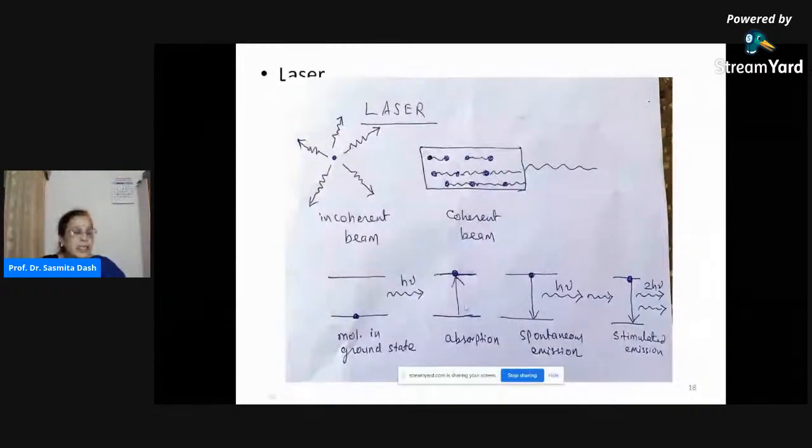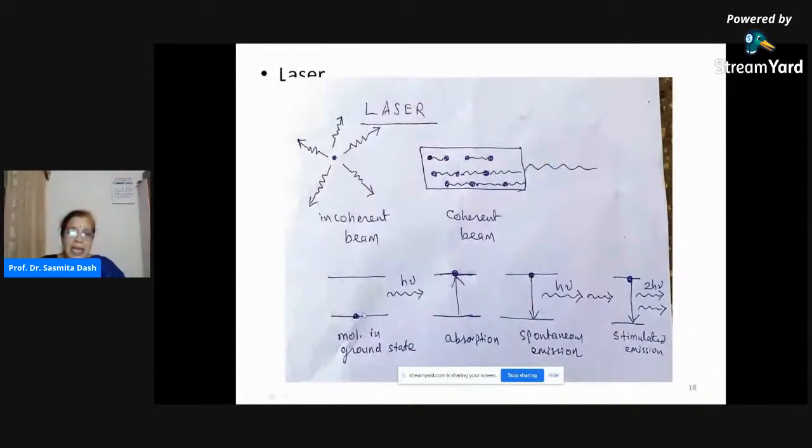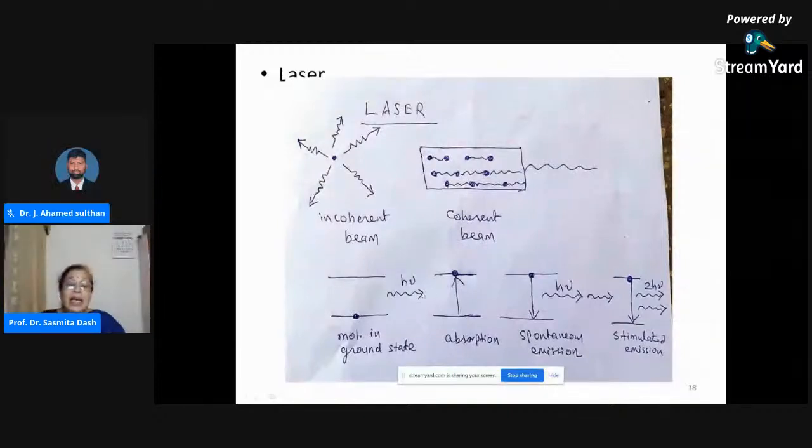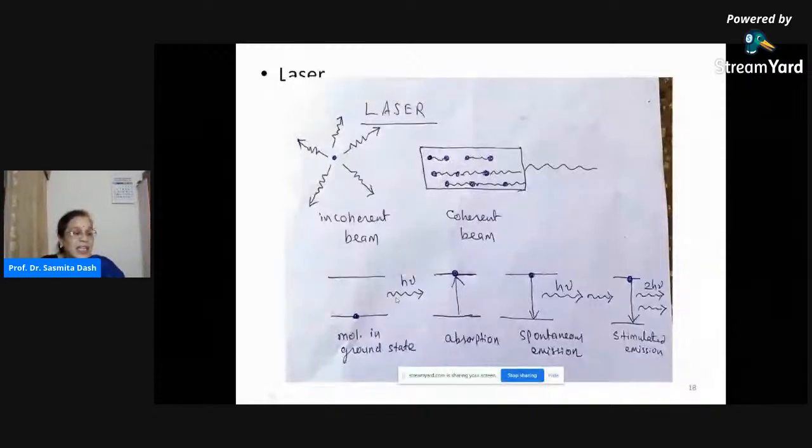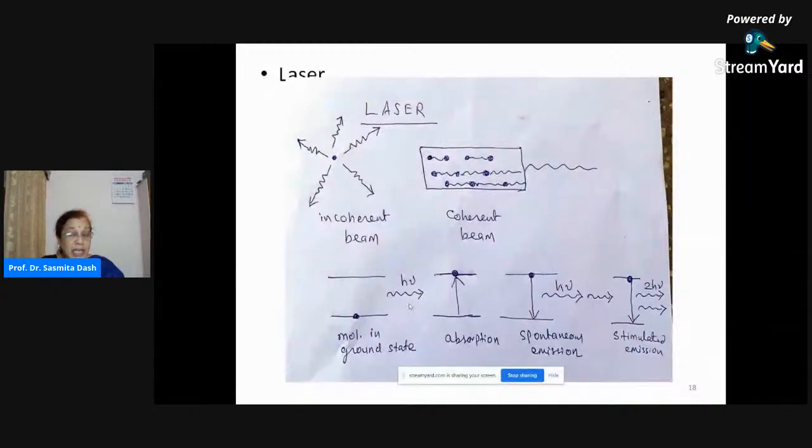One requirement for laser action is that in between the ground state and the excited state, there should be another state called a metastable state. This metastable state is an excited state with a long enough lifetime for it to participate in stimulated emission. Another important requirement of laser is the existence of greater population in the metastable state than in the lower state.